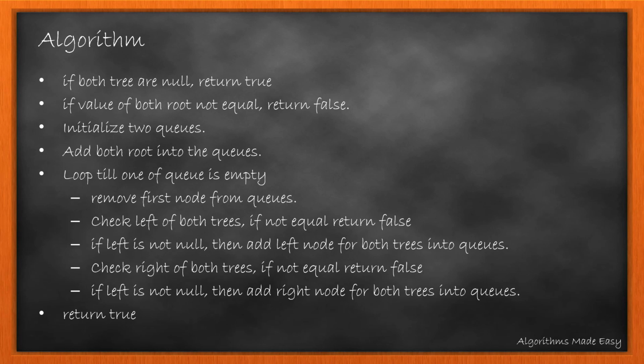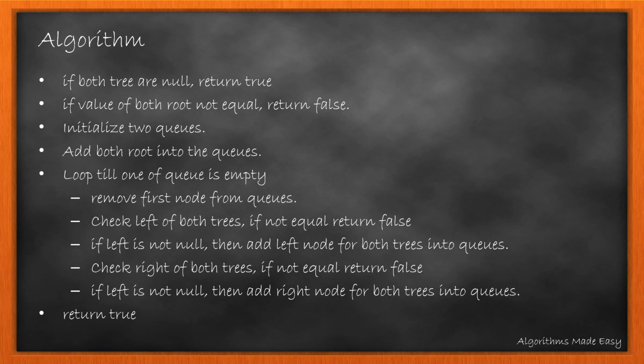Let's rewind the algorithm. We'll first check if both trees are null. If so, then we return true. We then check the value of the two roots. If they are unequal, return false. Now we initialize two queues and add both the roots into their queues. Now we loop till one of the queues is not empty.